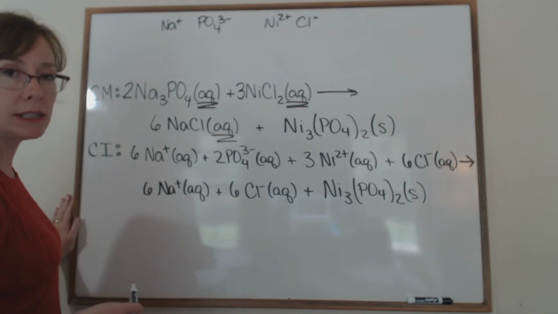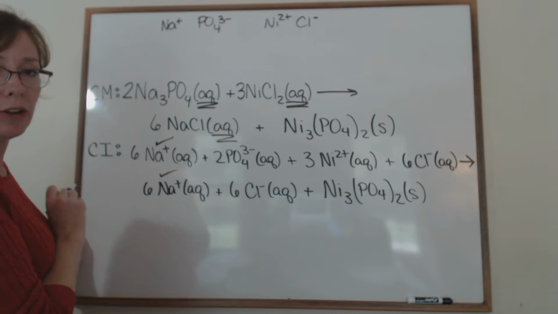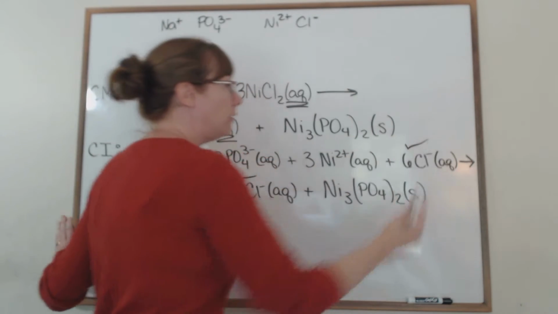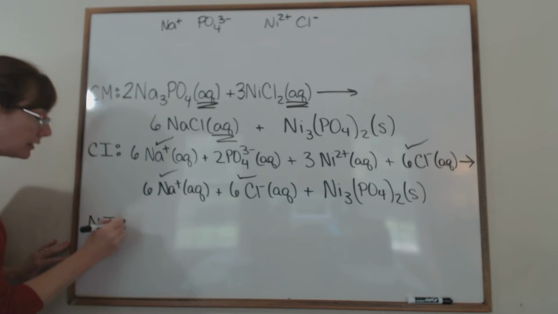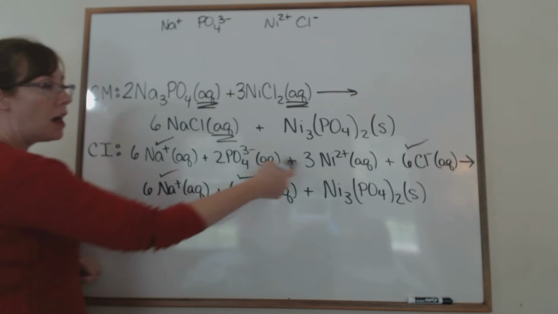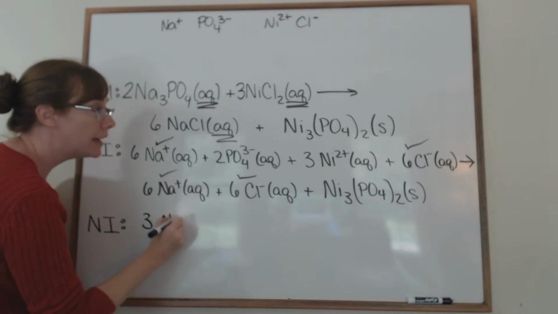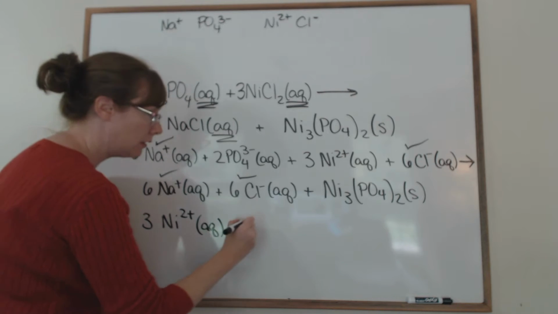And now I can just see spectator ions. So I see the sodium is a spectator ion. And I see that the chloride is a spectator ion, which means that now I can easily write a net ionic reaction by just taking away the spectator ions. I'm going to reverse this order just so it reads a little bit nicer, although that's not an absolute requirement.